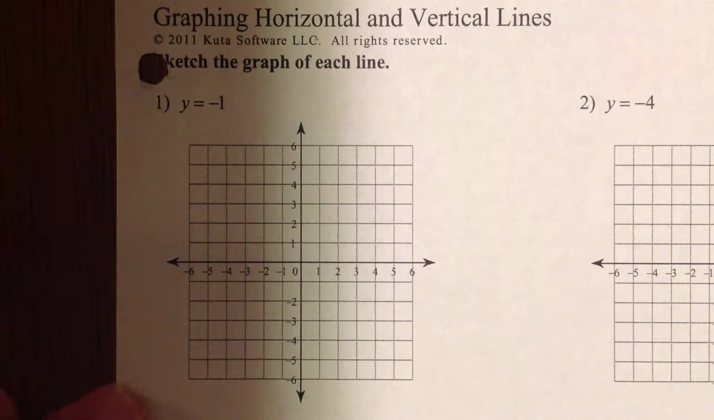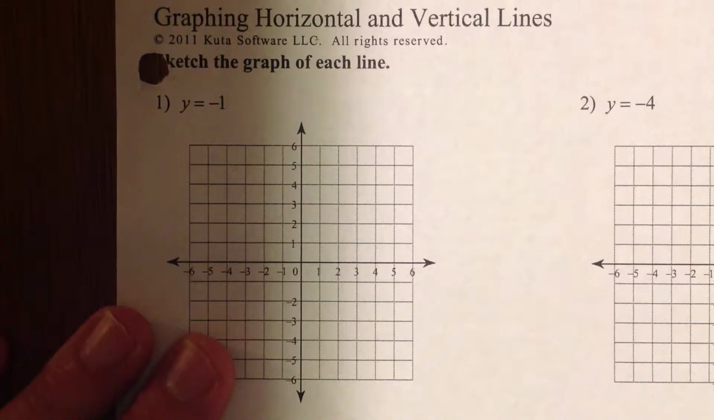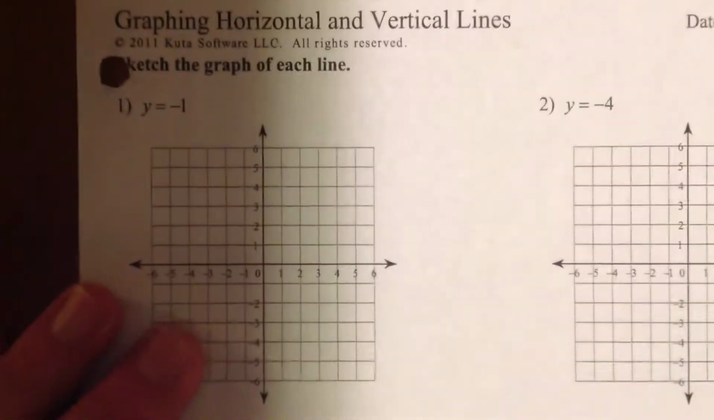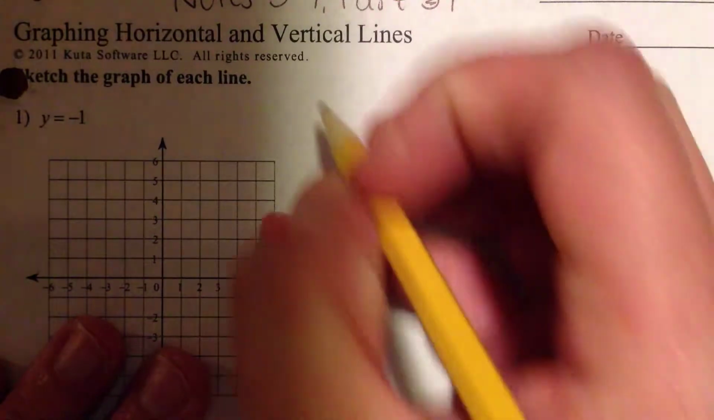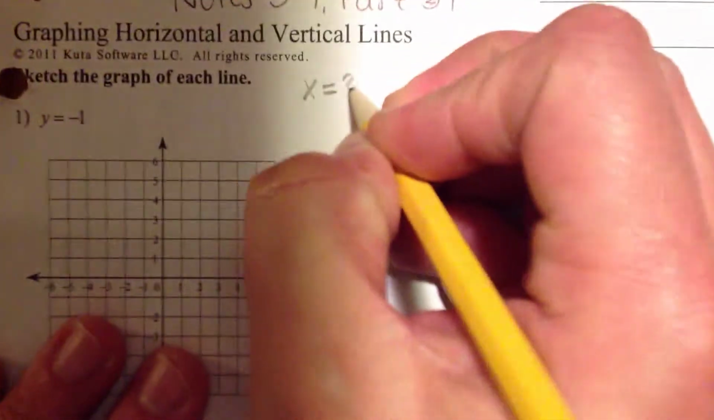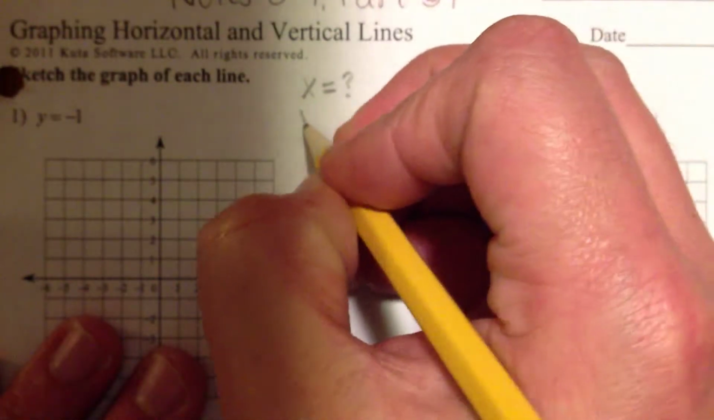Alright, so this lesson is all about graphing horizontal and vertical lines. There's a couple things to keep in mind when we're graphing horizontal and vertical lines. If we have x equals something, x equals a number, that's going to be a vertical line.